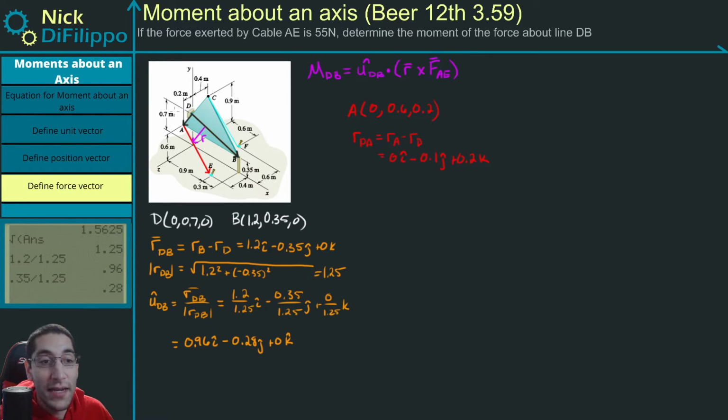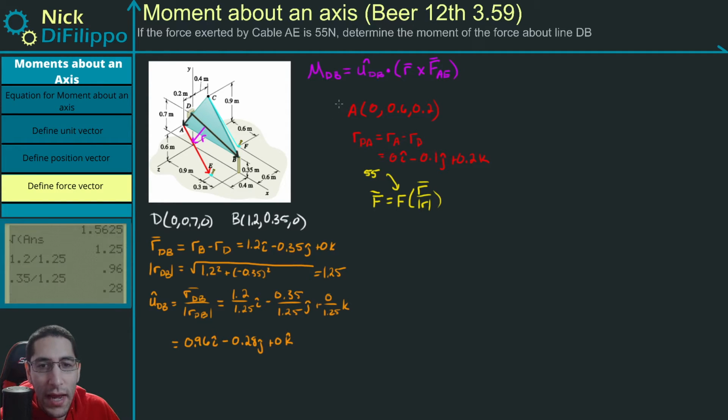So the last thing I need to do in terms of setup is figure out what my force vector is. Now my force is along a line. And a force along a line is given by the force times the position vector over the magnitude of that position vector. All right, so I know what the force is. The magnitude of my force is 55. That's given in the problem. I need to figure out my position vectors of the force.